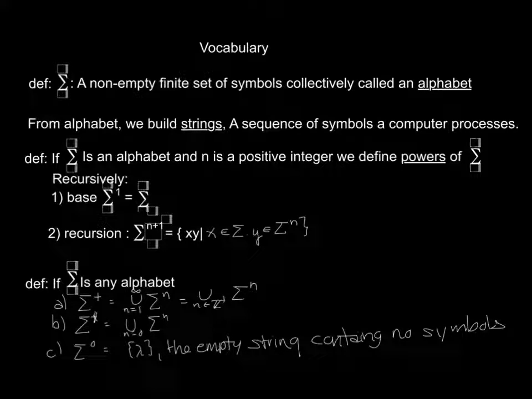If sigma is an alphabet, then sigma plus is equal to the union from 1 to infinity of sigma to the n, which is essentially the union of all the sigma to the n, where n is a positive integer. Sigma star is equal to the union from n equals 0 to infinity of sigma to the n. So the difference between sigma plus and sigma star is that sigma star contains sigma to the 0, which is defined to be the empty string that contains no symbols.